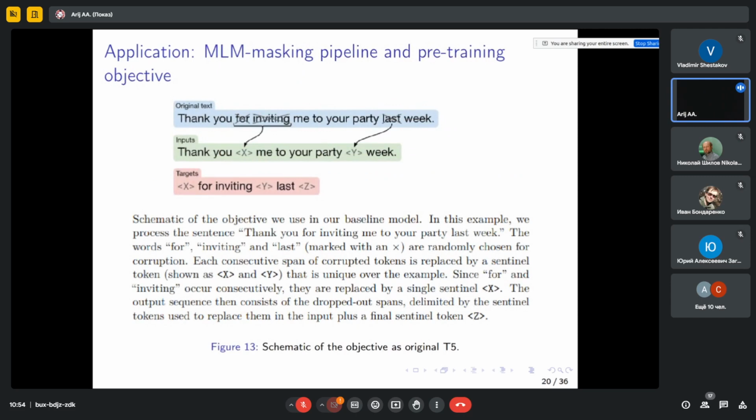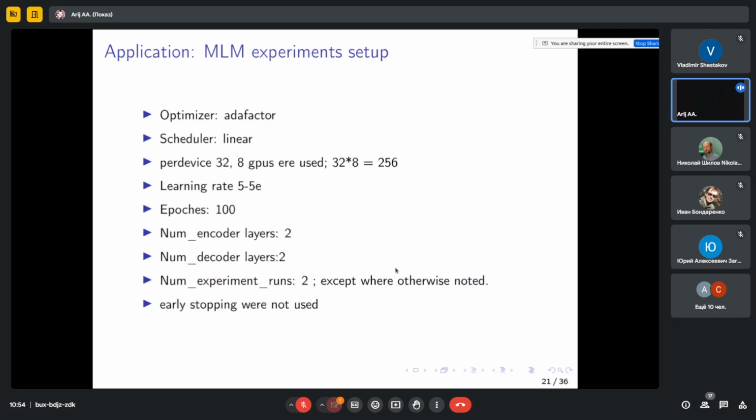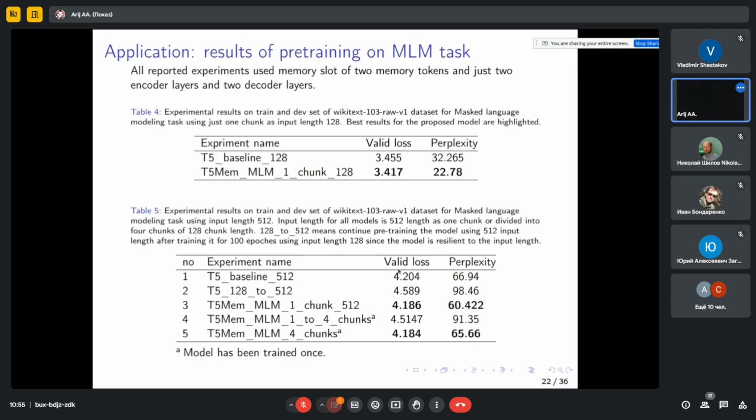To understand the efficiency of the proposed model for other NLP tasks, the translation task is not enough, and we need to pre-train the model from scratch on masked language modeling. As an objective, a complete PyTorch pipeline was implemented to mask the input according to the T5 objective presented in the slide. And using this experiment setup, I have the following results.